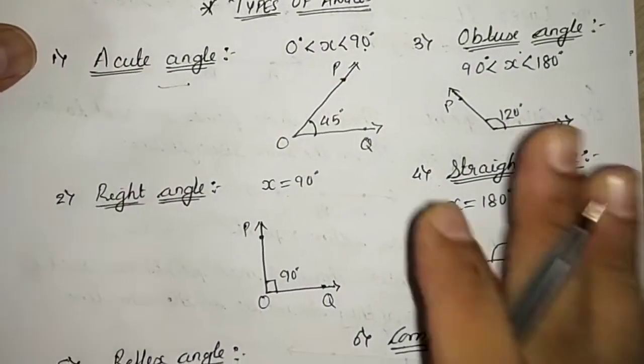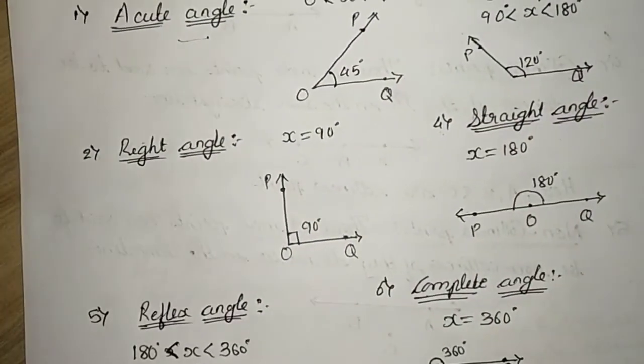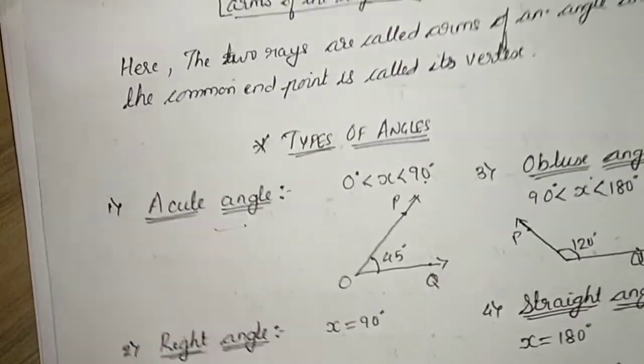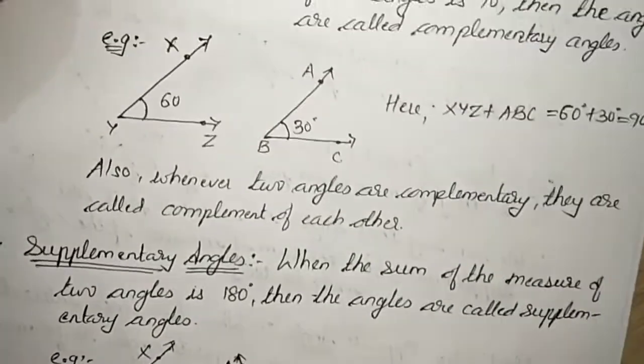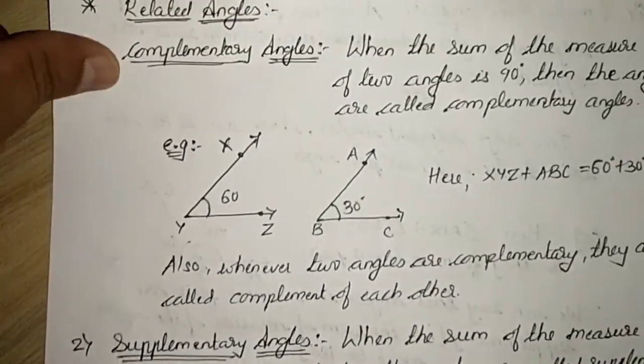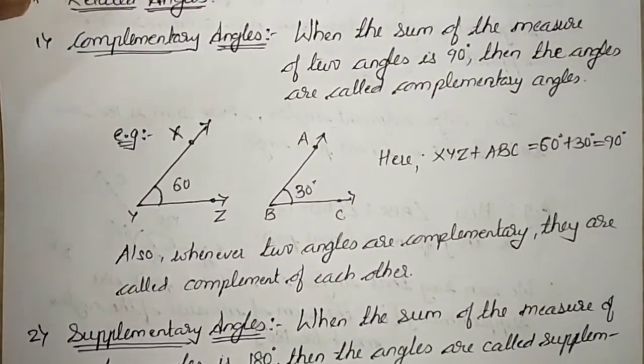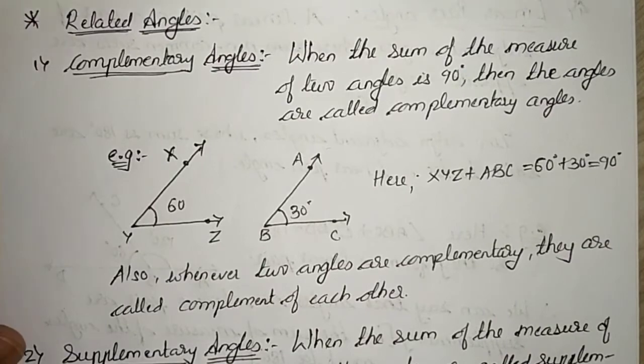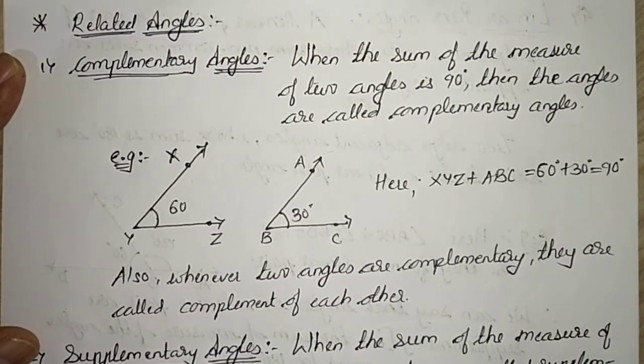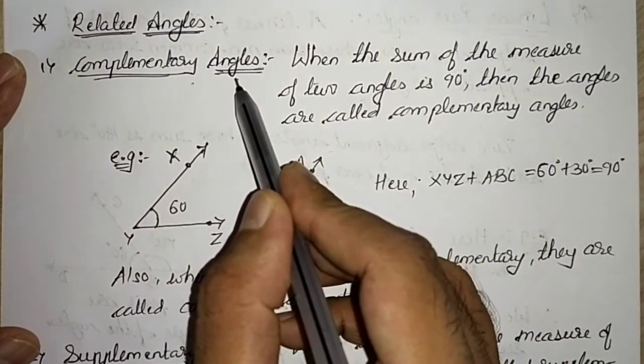Students, this may be asked in fill in the blanks or true or false or anything. Please go through it carefully. Now moving to some related angles. These are also very much important. They are 6. First is complementary angles.